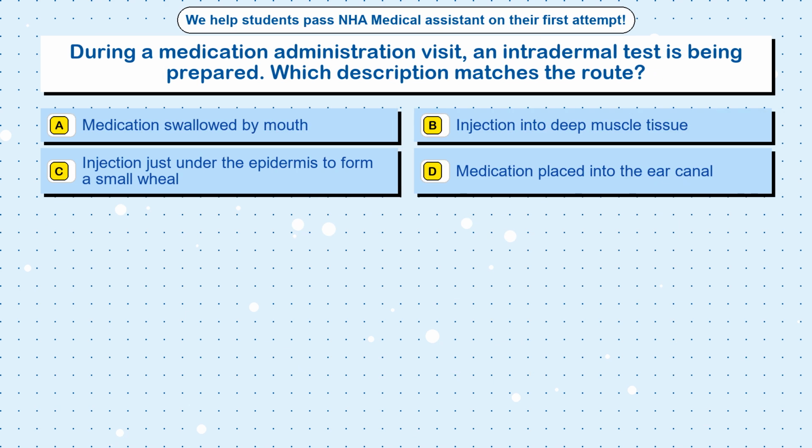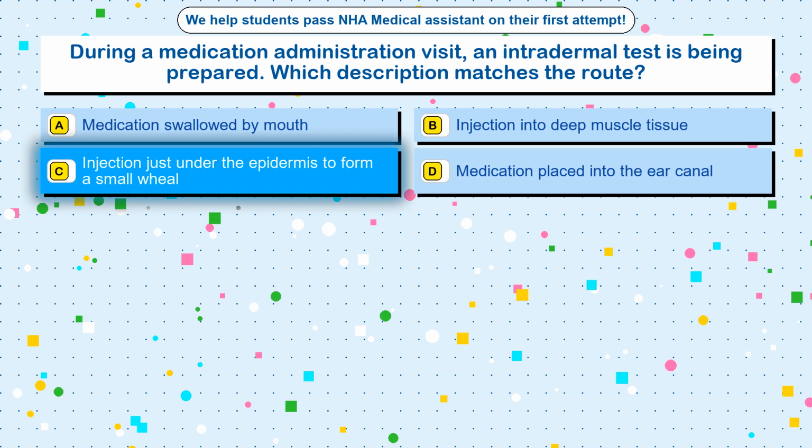Question 49. During a medication administration visit, an intradermal test is being prepared. Which description matches the route? Option A. Medication swallowed by mouth. Option B. Injection into deep muscle tissue. Option C. Injection just under the epidermis to form a small wheal. Option D. Medication placed into the ear canal.